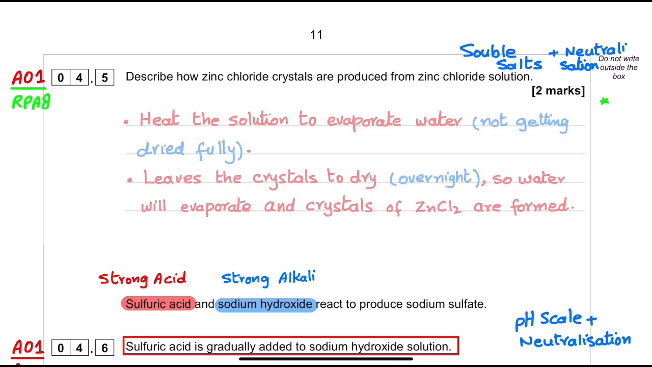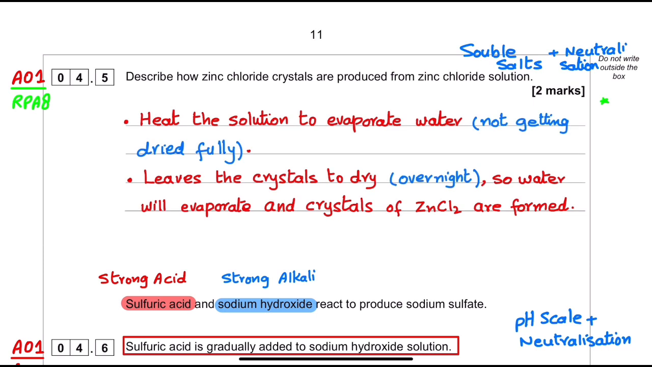Let's see the model answer. The model answer is: heat the solution to evaporate water, not getting fully dried. Leave the crystals to dry overnight so the water will evaporate and crystals of zinc chloride are left behind.